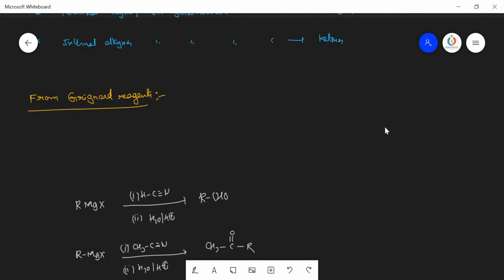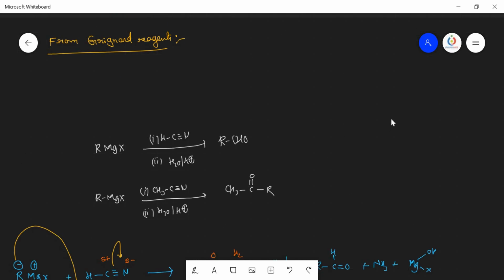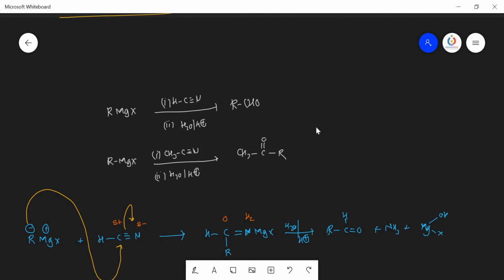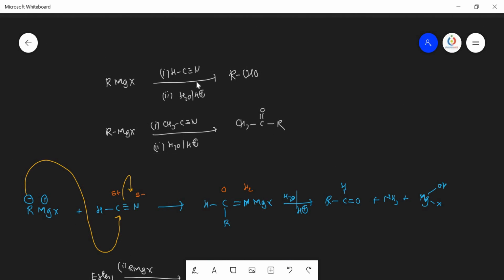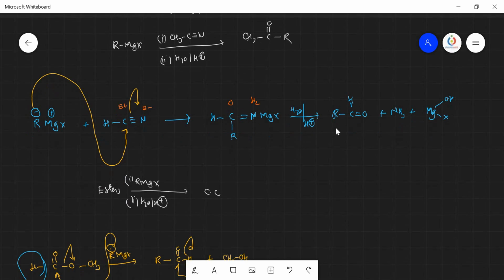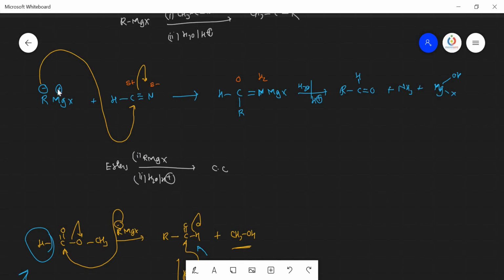Now, how to get the carbonyl compounds using the Grignard reagent? Grignard reagent on reaction with the esters or cyanides gives the respective carbonyl compounds. If you take hydrogen cyanide, it gives the aldehyde. If you take any other alkyl cyanide, it gives the ketone. The mechanism is like this. I just take one mechanism here.